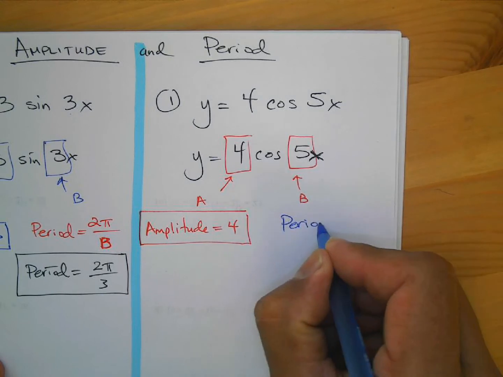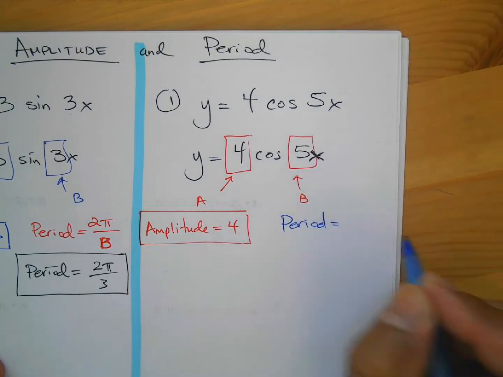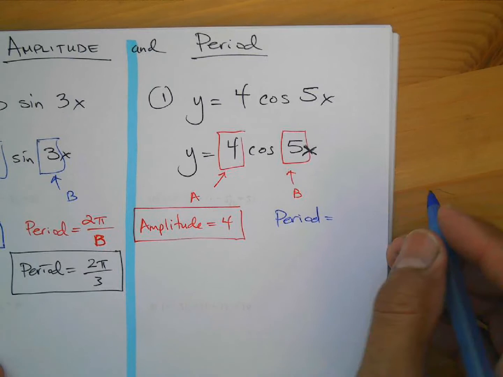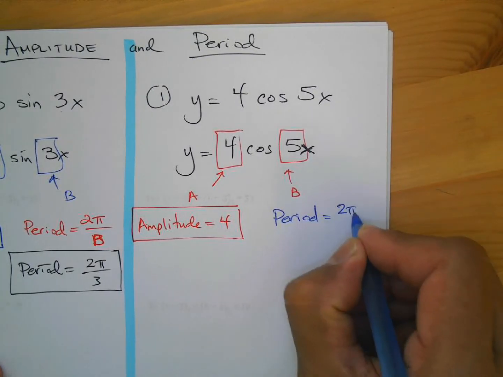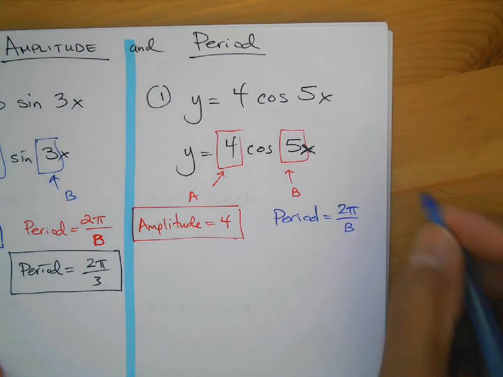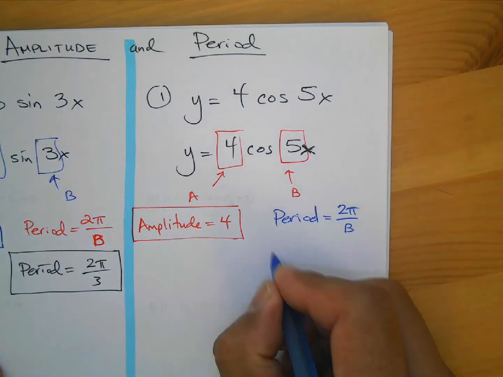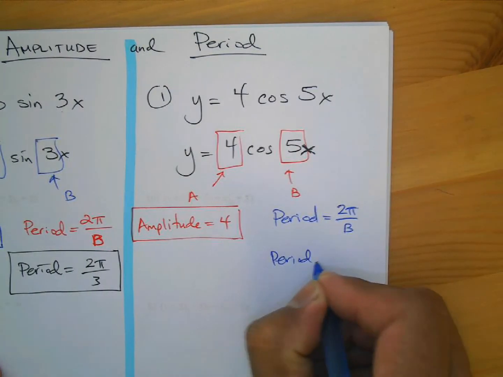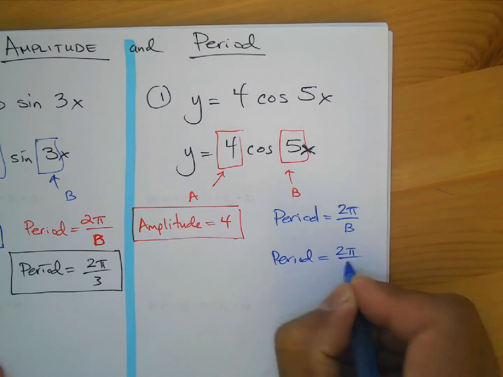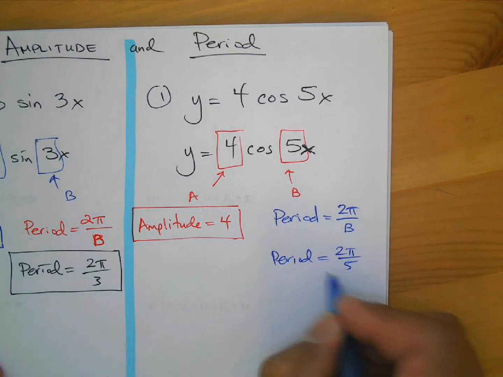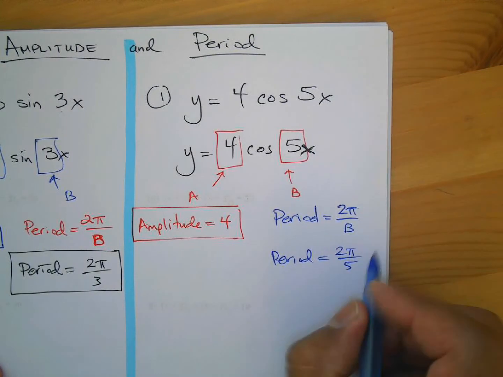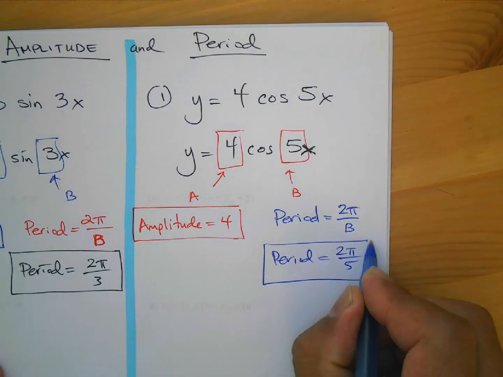You have to do this quick little formula here: 2 pi over the value of b. And the value of b is 5, so I put a 5 there. That means that the period is what? 2 pi over 5. And this can't reduce, always check. It's fine, leave it like that.